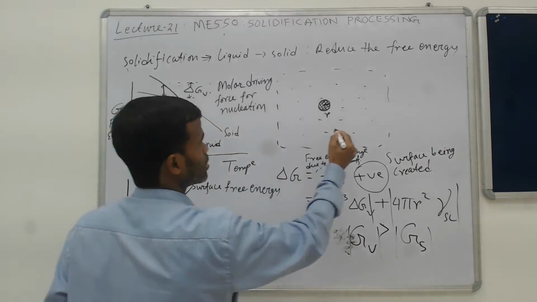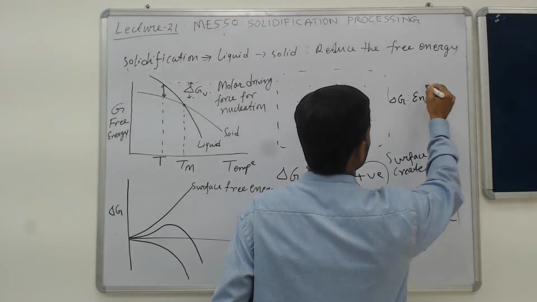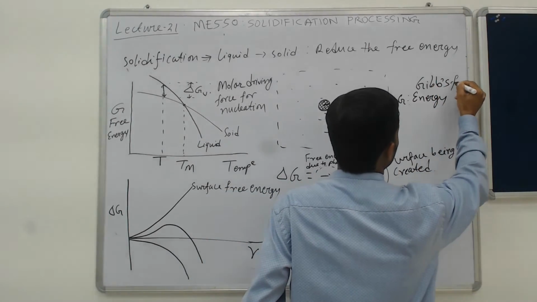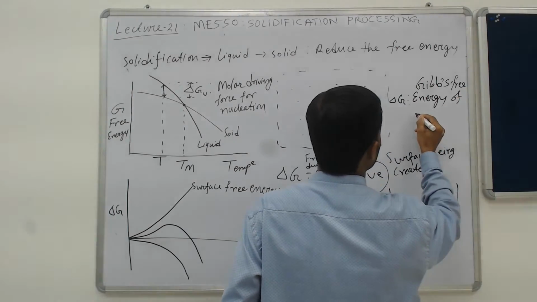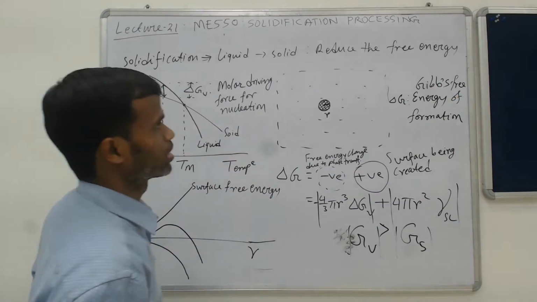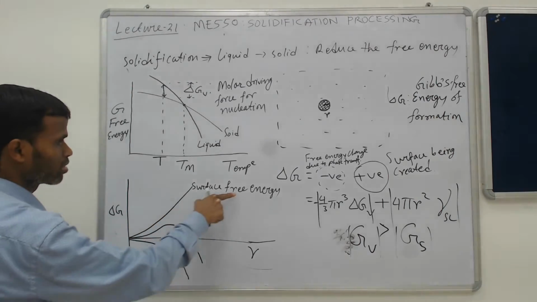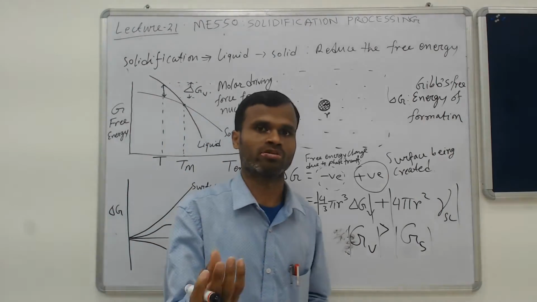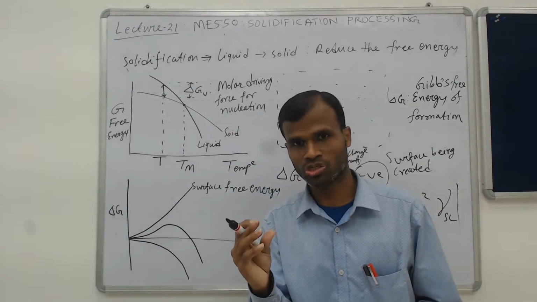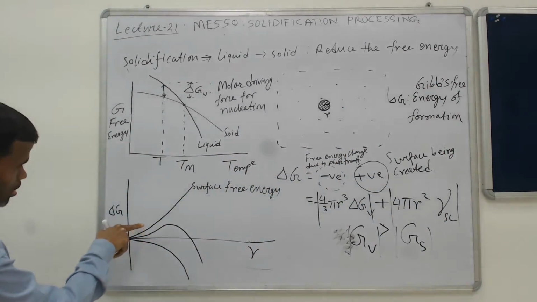If you want to create a surface, delta G gives the free energy of formation. So initially the overall behavior will be dominated by the surface free energy. Actually, when you have a very small cluster, the surface by volume ratio is quite high. So the contribution of the surface energy becomes the dominating one. That is why it is positive.